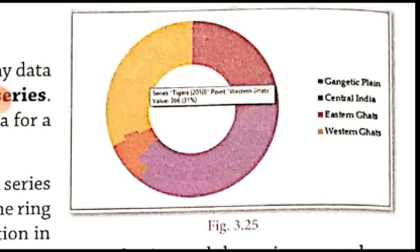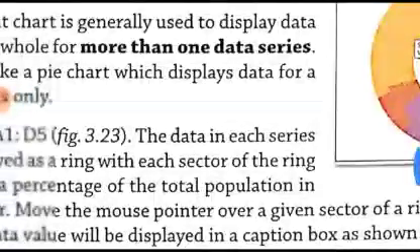Okay, different colors here show the different regions in the donut chart, and each shaded sector of the ring shows the percentage of population present in that region, and it is shown in the donut chart by making use of different colors. So I hope it is clear to all of you.